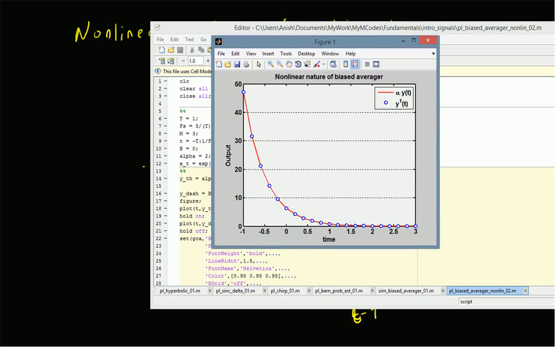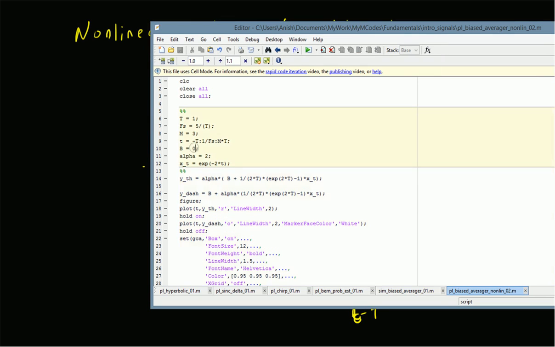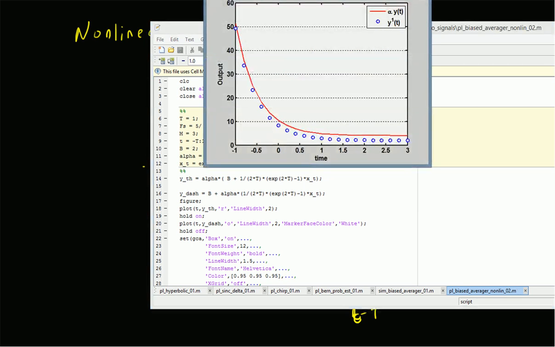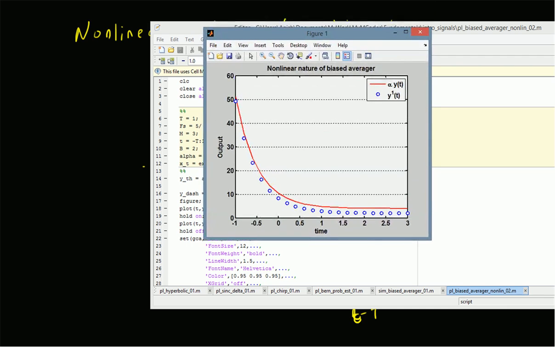When we make the bias b equal to 0, we can clearly see that both alpha times y(t) and y'(t) are exactly equal. That means it becomes a linear system. But when b is not equal to 0, say 2 or 3 or any other non-zero value, then clearly there is a disagreement between alpha times y(t) and y'(t). That means the system becomes non-linear.